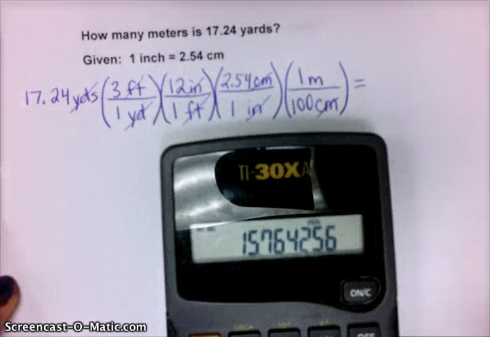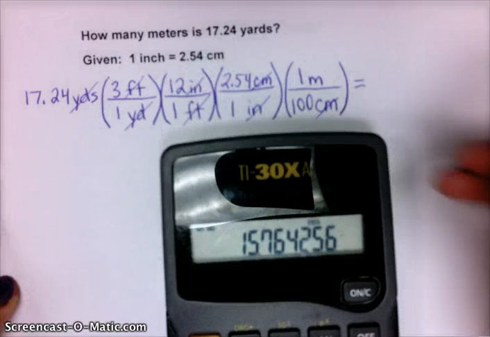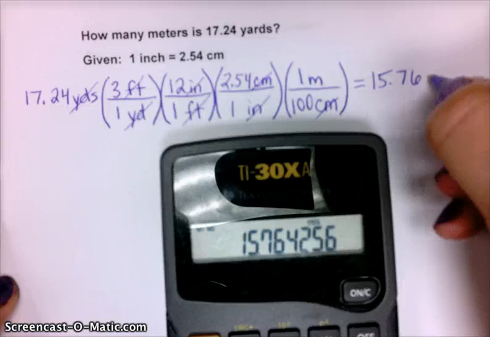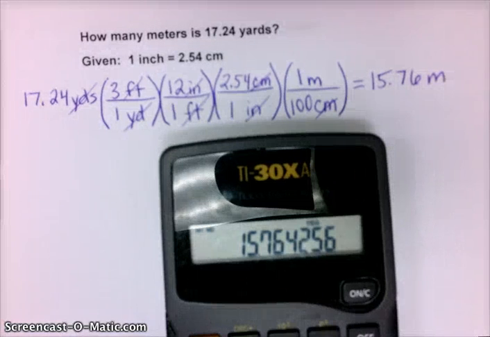Everything here was exact, so the only thing our sig figs depend on is the first number, which has 4 sig figs. Therefore, I will keep the 1, the 5, the 7, and the 6. Does the 4 round the 6 up? No, it does not. So the answer is 15.76 meters. And we have just solved our first conversion problem.